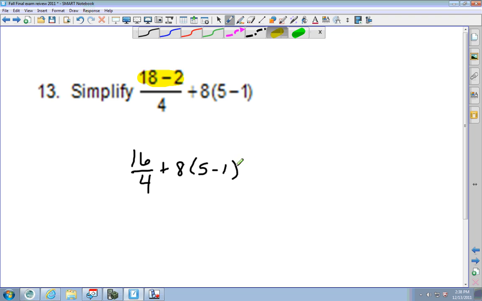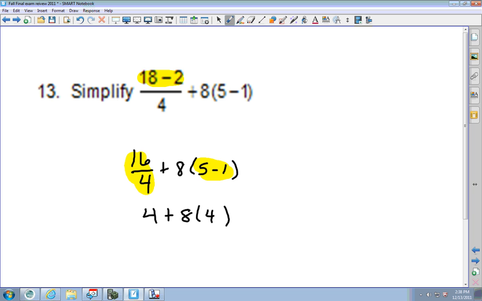Next, we're going to do what's in the parentheses right here. And you actually could do this too at the same time if you wanted to. I have 4 plus 8 times 4. Next, I'm going to do 8 times 4. I have 4 plus 32. My answer is 36.